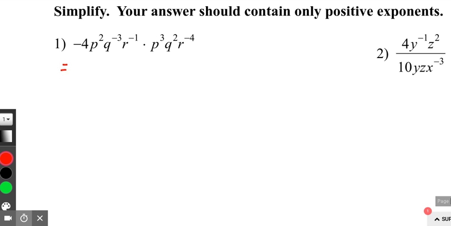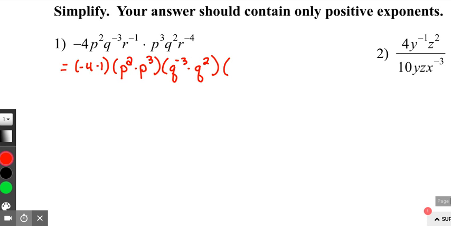So my base values, I have a -4. If I wanted to put it, I have a 1. With my p's, I have a p squared and I have a p to the third. With my q's, I have a q to the -3 power and I have a q squared. And finally, with the r's, I have r to the -1 power and r to the -4 power. And here, then I'm going to go ahead and do my multiplications.